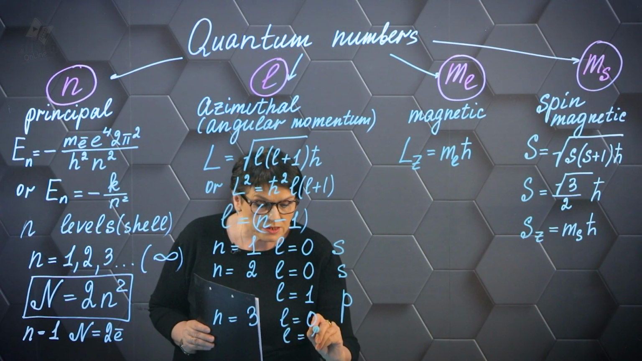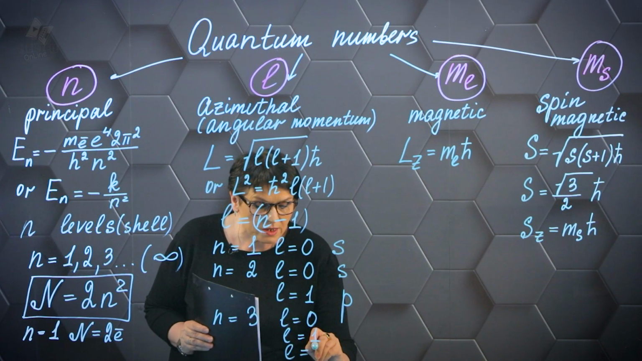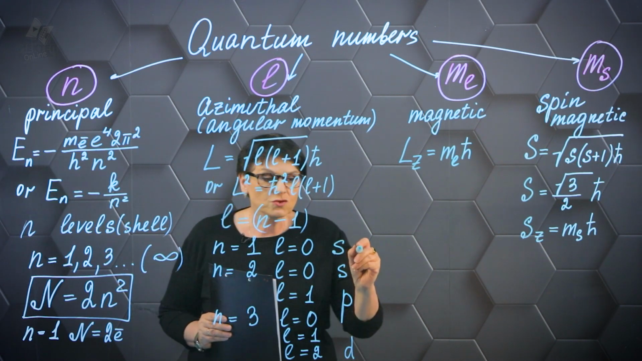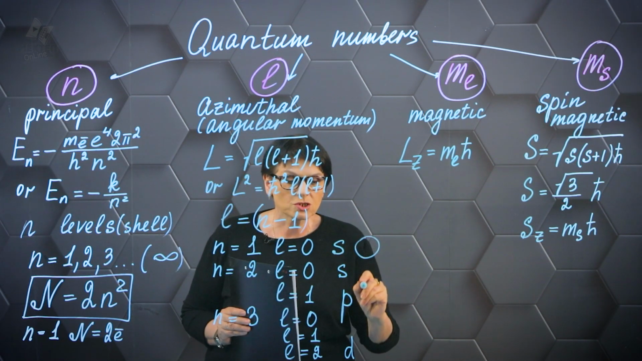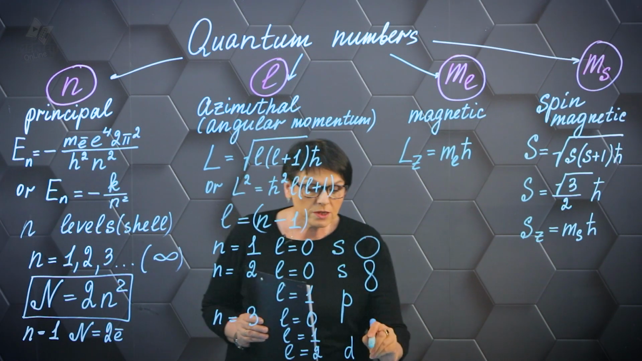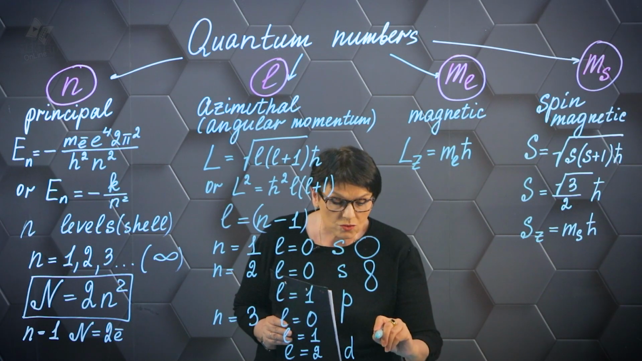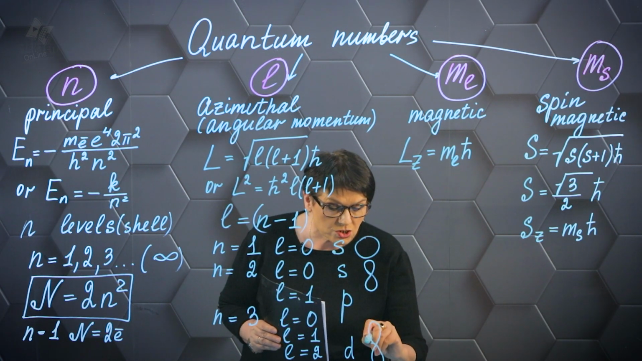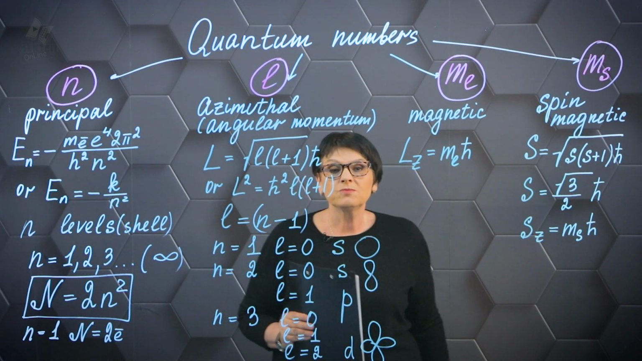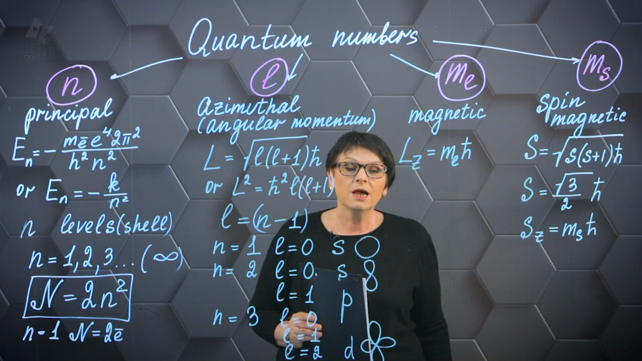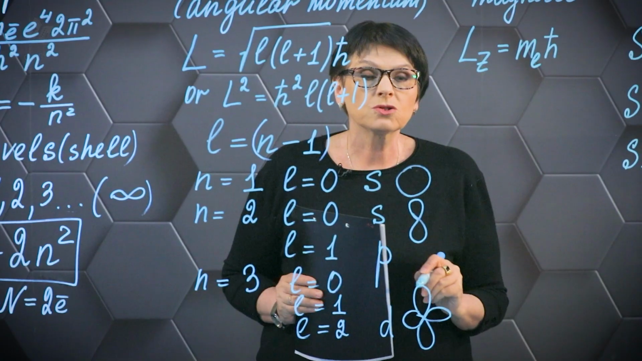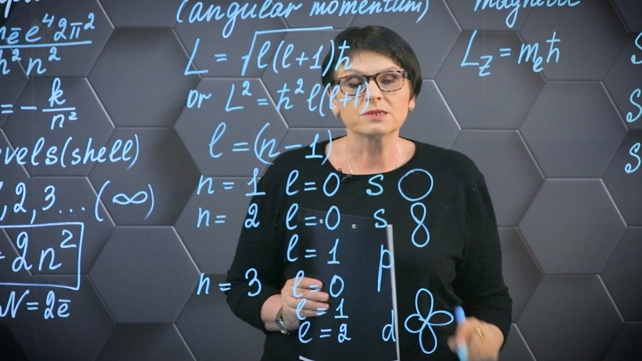L will be equal to 1 and a new L equal to 2 will be added, which corresponds to the d electrons. Once again, s electrons have a spherical shape. P electrons have the shape of a volume 8 and d electrons have a complex shape, for example, looking like two 8s connected together. So the orbital number allows you to predict what the shape of the orbital will be. It is described either through the number or the shape labeled S, P, D, and F.